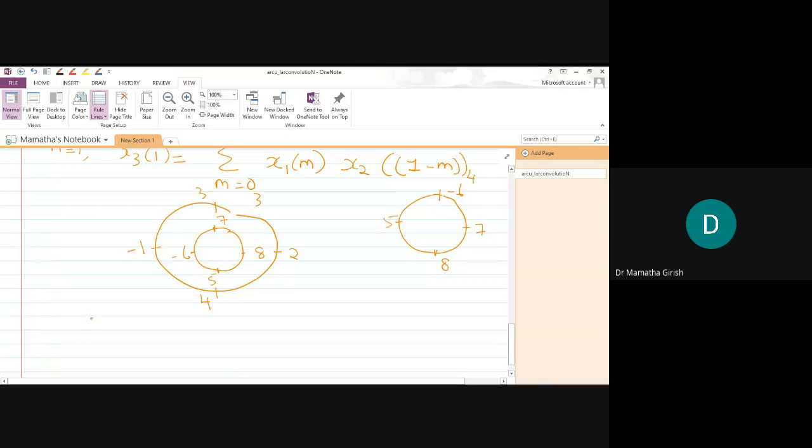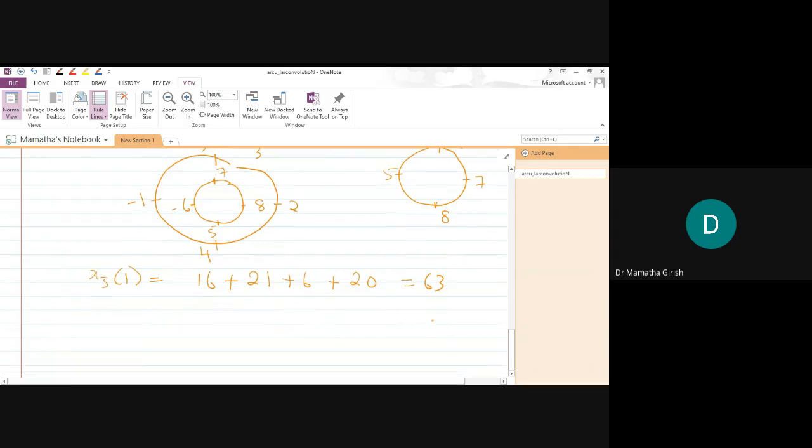Now what is x3 of 1? Just multiply the respective samples. 8 2s are 16, 7 3s are 21, minus 1 into minus 6 is plus 6, 5 4s are 20. May I know what's the value now? 63. That we are done with.